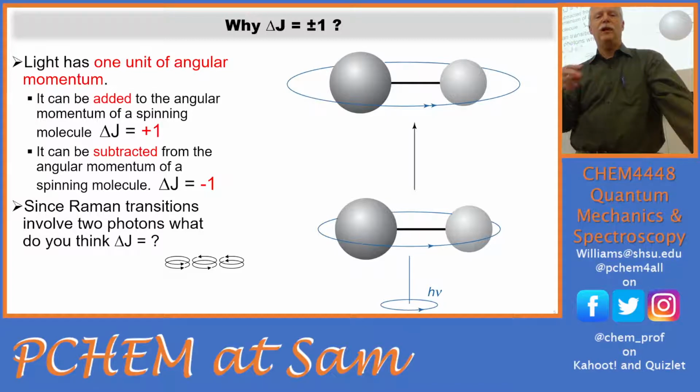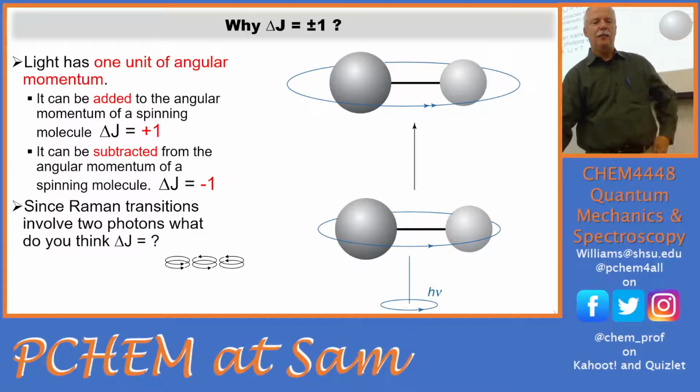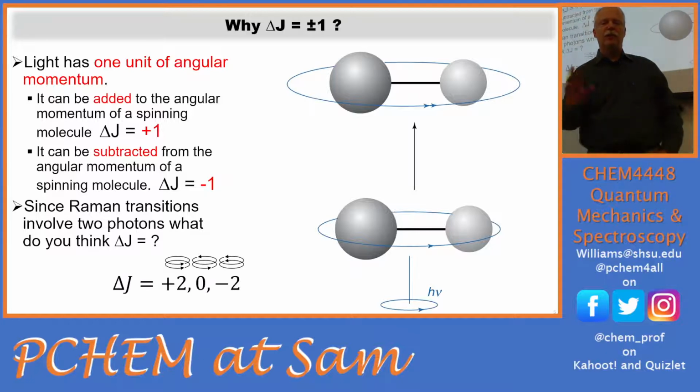You add in 2 photons, they could all be together, they could be opposite each other, and they could be opposite relative to the molecule. So you could have plus or minus 2 or 0 for Raman spectroscopy.